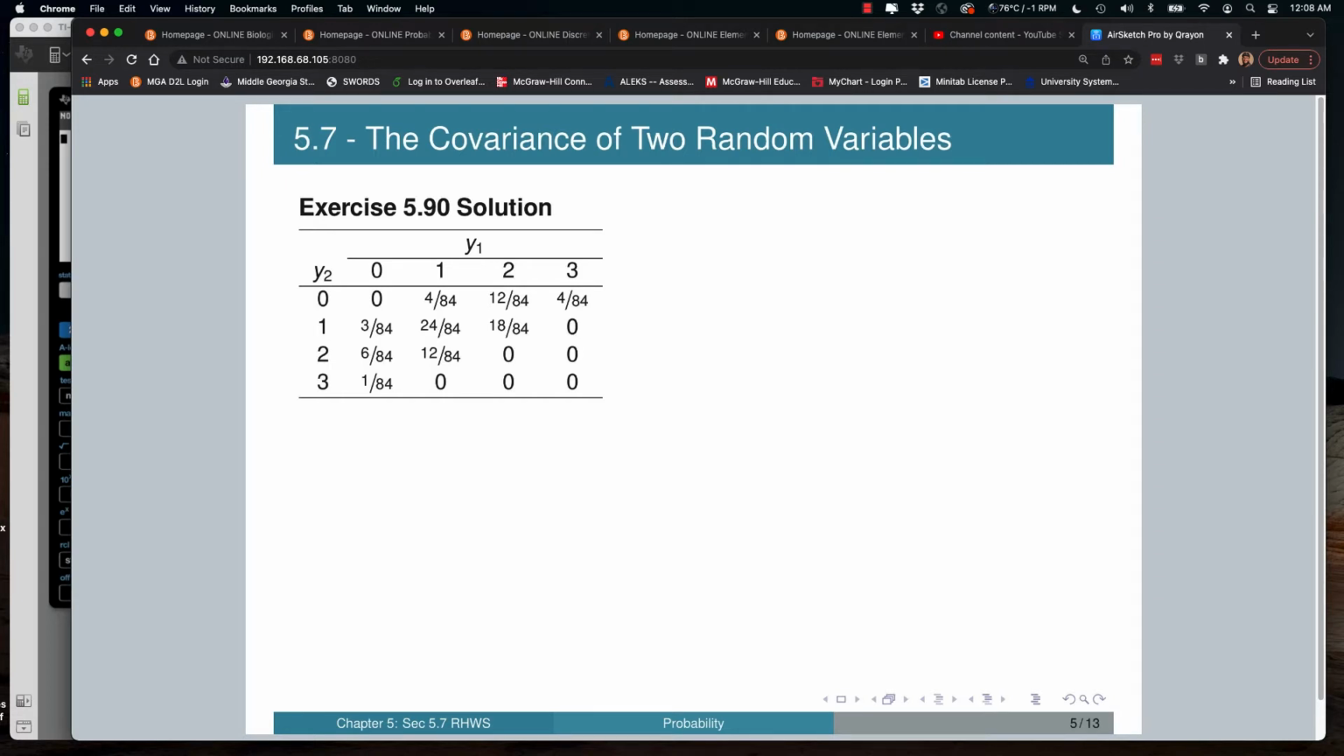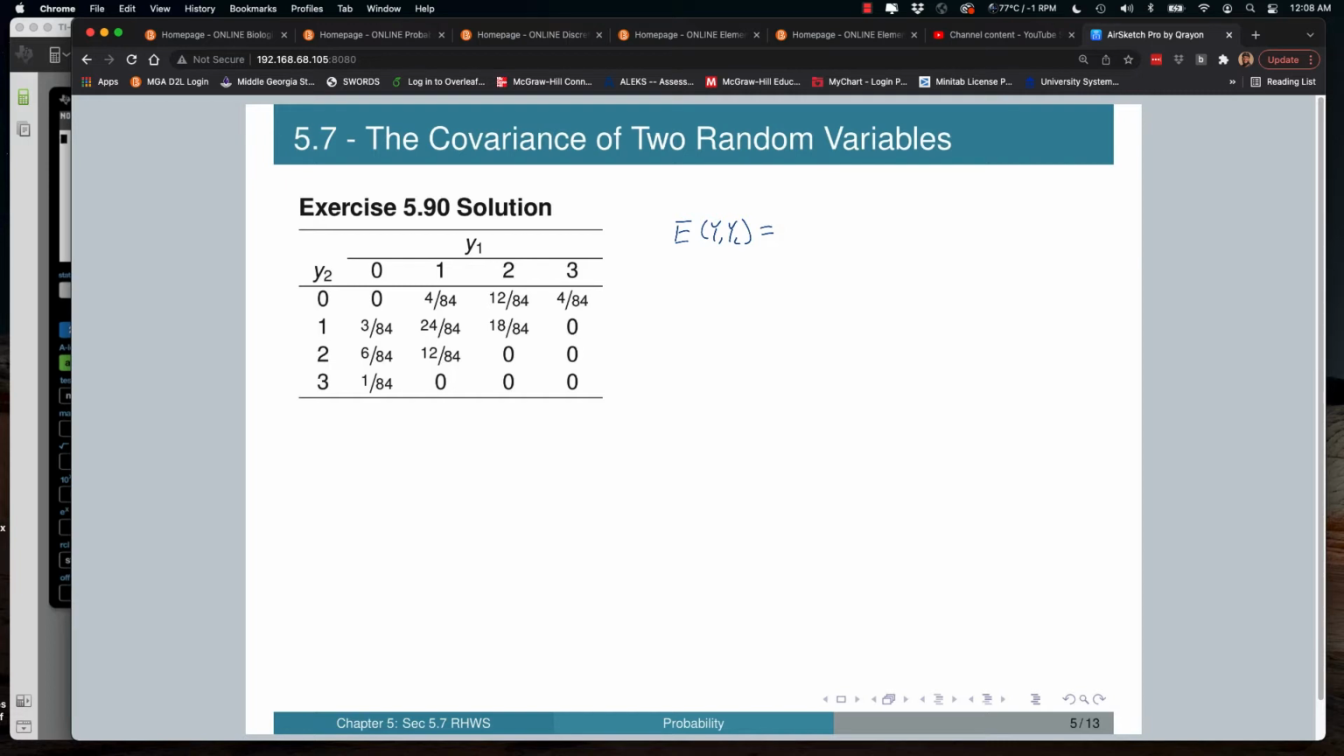Do you think we're going to get a negative covariance here, just looking at the table? Based on the last example, it seems like that would be the case, right? We've got a lot of zeros down when y sub 1 and y sub 2 are both large values, around 2 and 3. So it seems like the covariance is going to come out to be negative here. And so again, we need to find the expected value of y sub 1 times y sub 2.